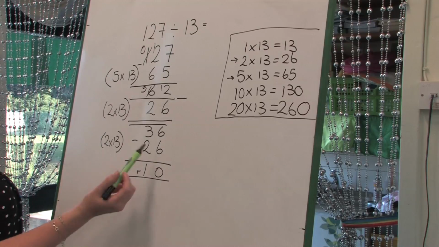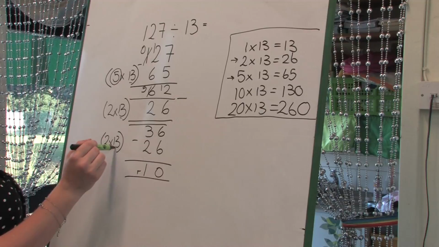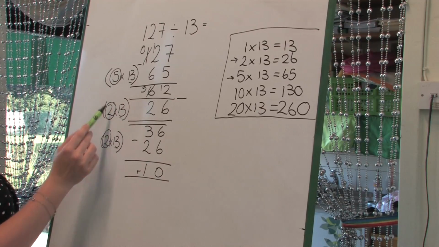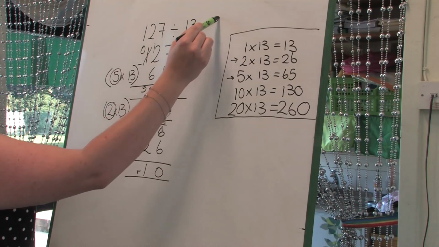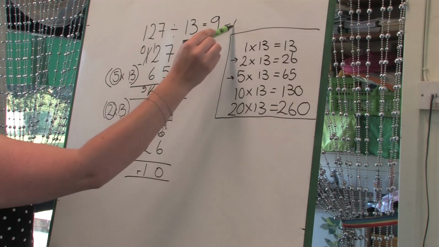And we need to add up our chunks again, remembering to add up the chunk and not the number that we were dividing by. So we want to add up the ones that are on the left. 5, add 2 is 7, add your 2 is 9. So 127 divided by 13 is 9, remainder 10.